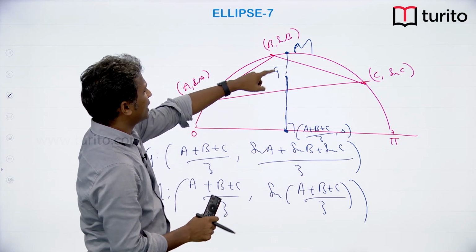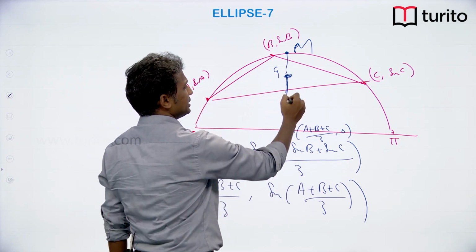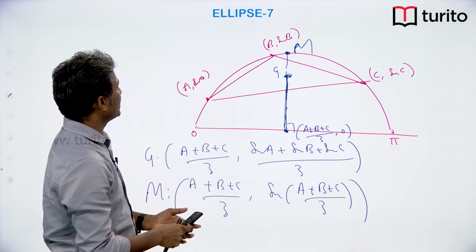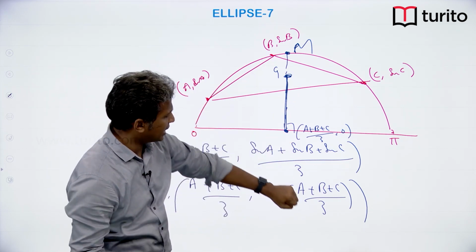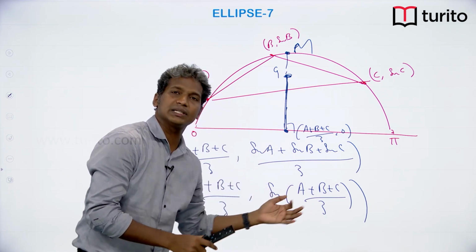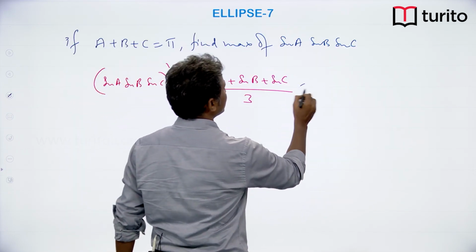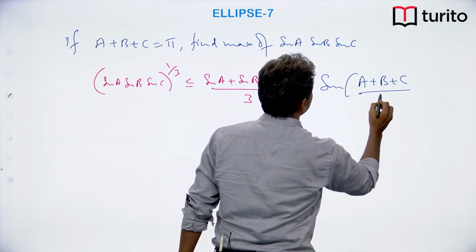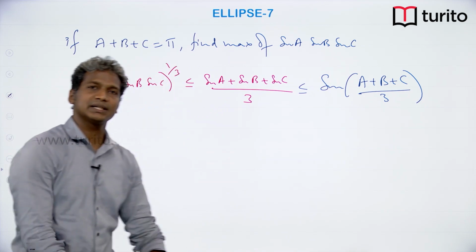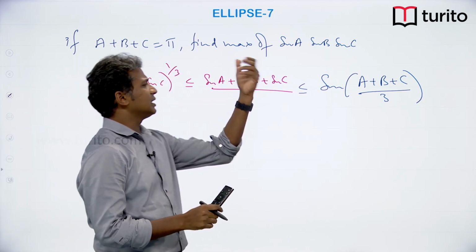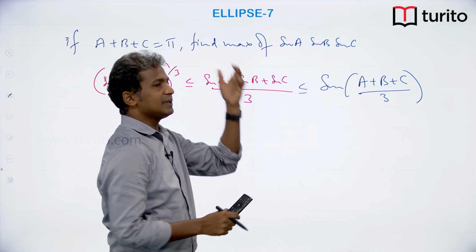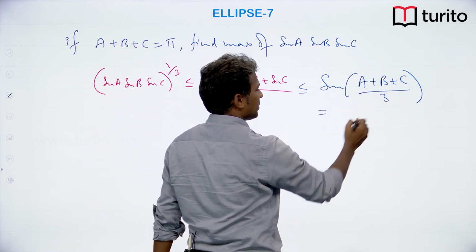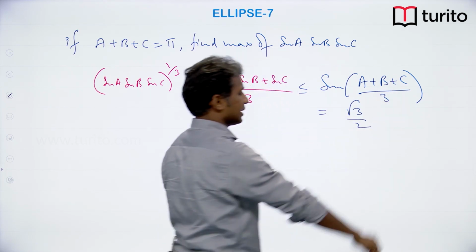So, here you know that the height of the centroid G is definitely smaller than the height of M. Out of these two heights, which is greater? Of course, this is greater. So, we can say that this is less than or equal to sine of (A plus B plus C) by 3. I hope this idea is clear. Now, further how do we proceed? We know that A plus B plus C is already pi. So, just put pi here. This will give me sine of pi by 3, which is root 3 by 2.